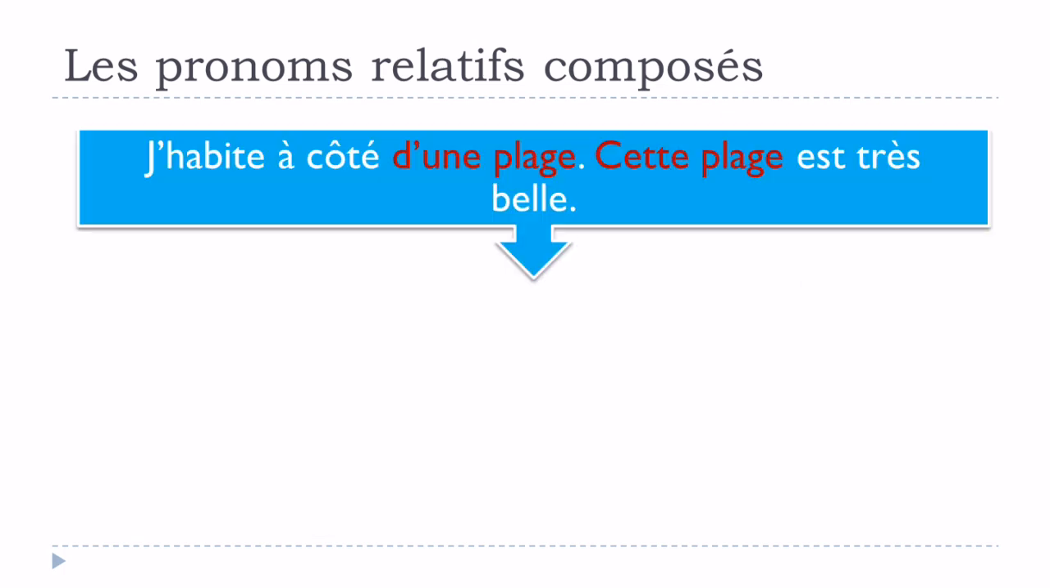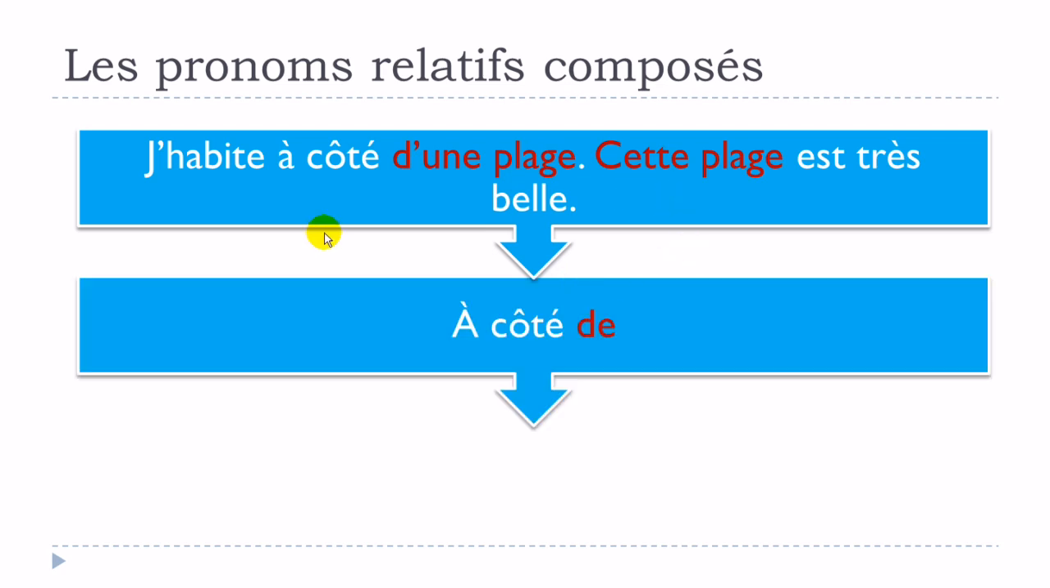And so an example here, same situation, we've got two sentences. The first one, j'habite à côté d'une plage, and the second one, cette plage est très belle. As we had previously, we want to make only one sentence. We don't want to repeat this plage, une plage or cette plage. And then we can see that it's quite interesting because we've got à côté, but then it's de. So it's right here, à côté de.